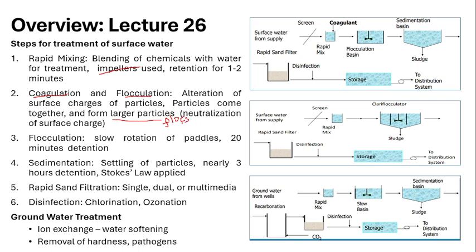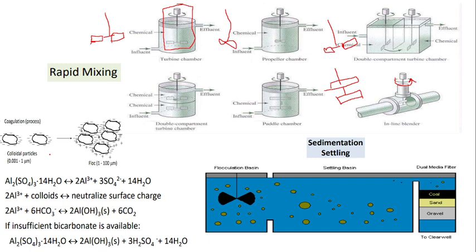When the particles are attracted and come together as a larger particle, they will be easy to separate. They will be easy to settle down in the water. That is what is happening in coagulation and flocculation. In flocculation, one of the important things is slow rotation of the paddles. When the paddles are slowly rotating, these larger particles will settle down easily. And the detention time, the amount of time it is present in the flocculation tank, is a minimum of 20 minutes.